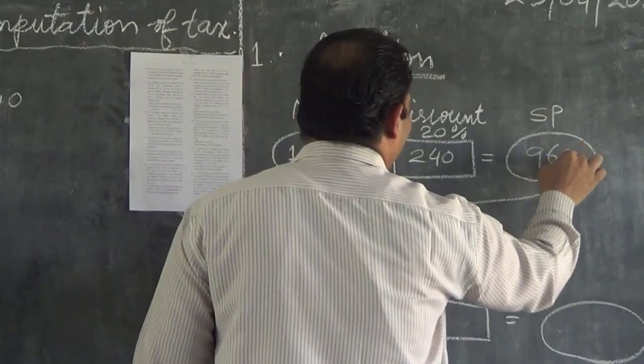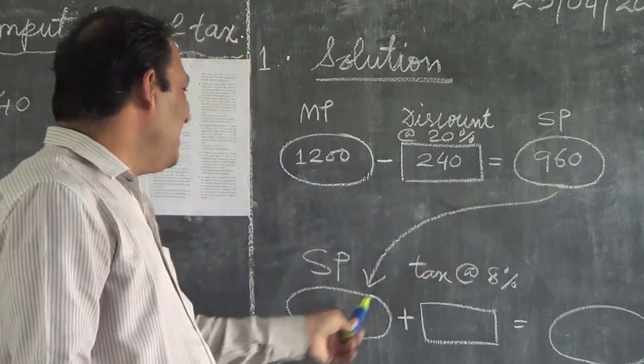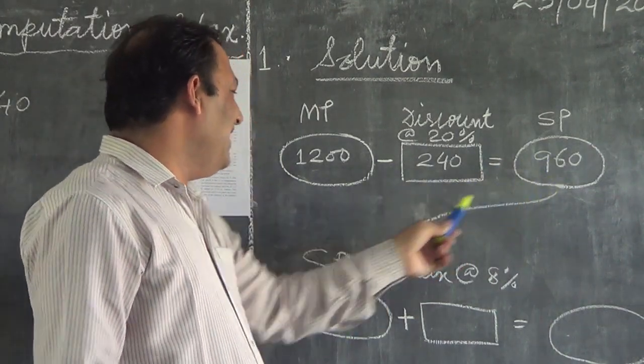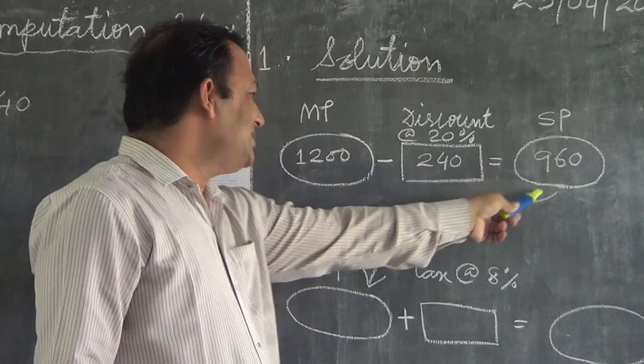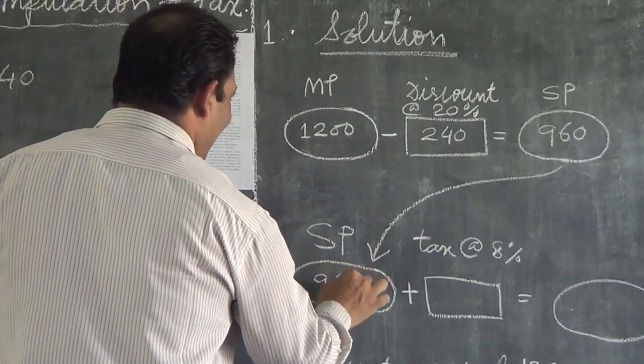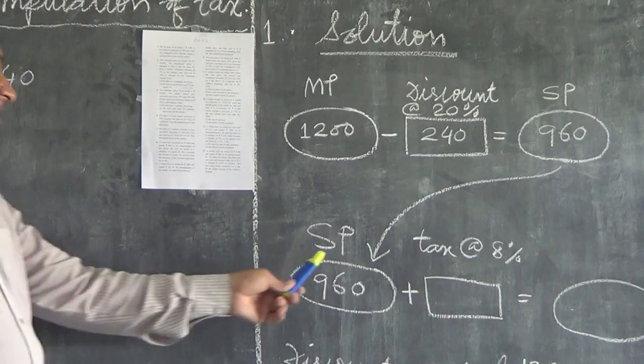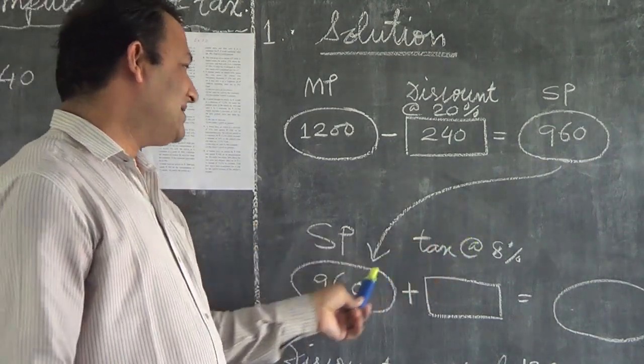I will fill the relevant place here, and this will automatically flow here, because you see there is a link between these two. So this value will automatically flow here, and I will write 960 here. Here I have to calculate now tax.